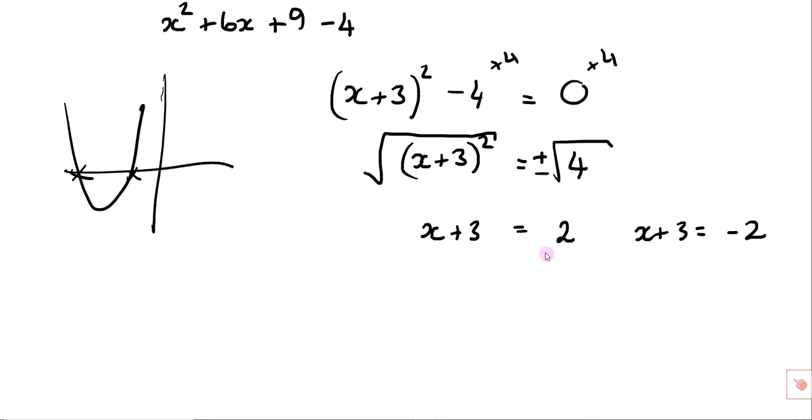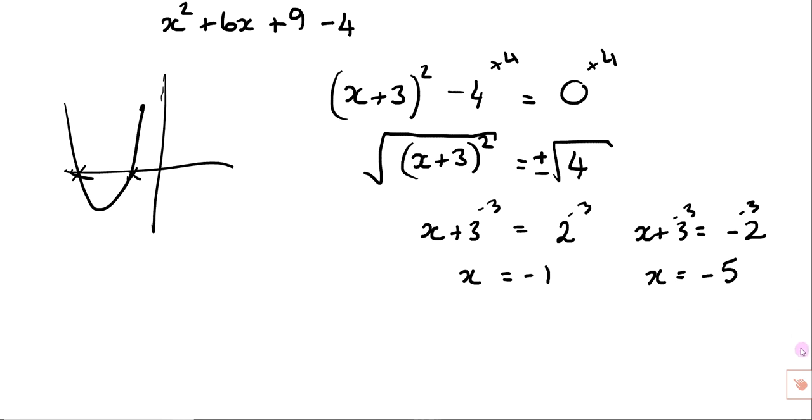So x plus 3 equals 2. Subtract the 3. Gives me x equals negative 1, which we agree on. This was, subtract the 3, gives me x equals negative 5. Again, we agree on that. All right? Same two numbers as before. So that's how we can use completed square form as well to find the roots. We don't have to go back to factorised form.